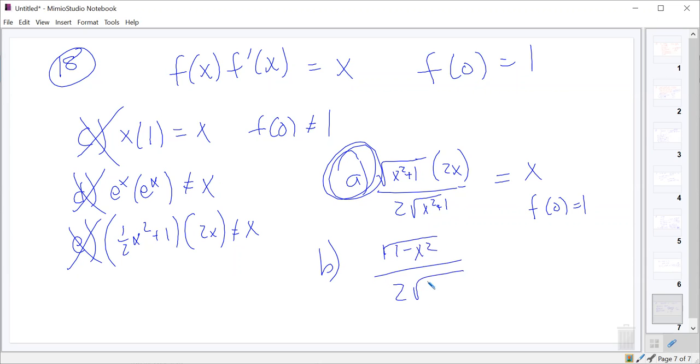And then just to show choice B, it ought to be f of x, and 2 root 1 minus x squared times negative 2x. That one comes out to be negative x, so it wouldn't be that one. That makes sense. Yeah, I think that's the easiest way for that.